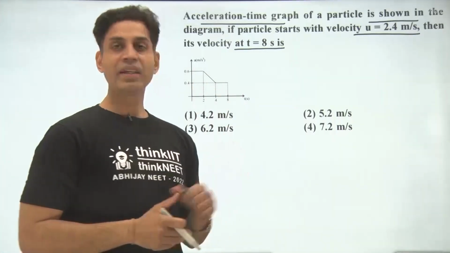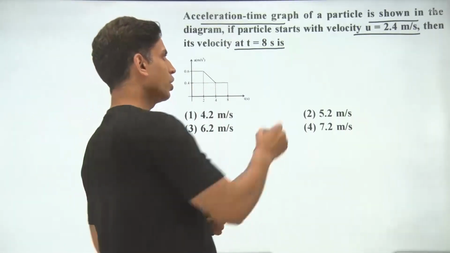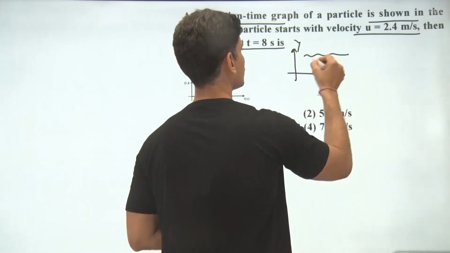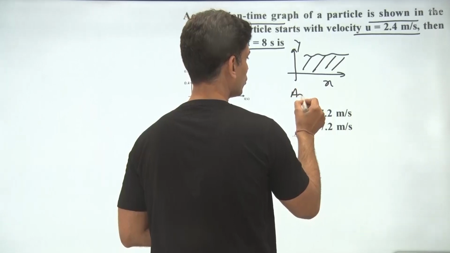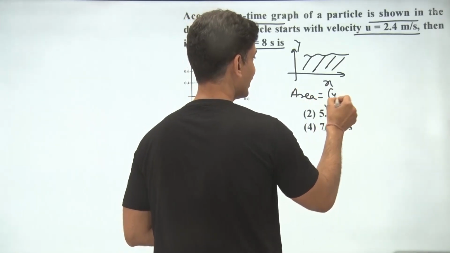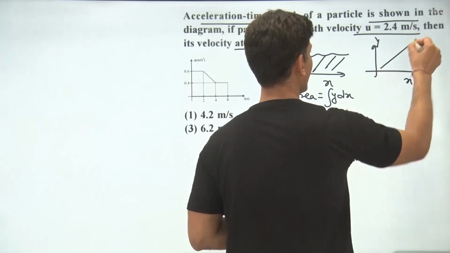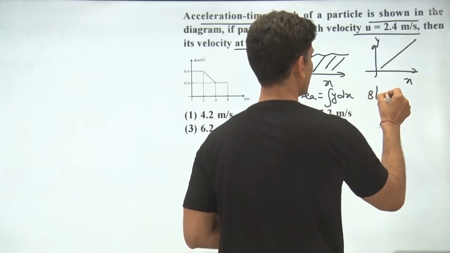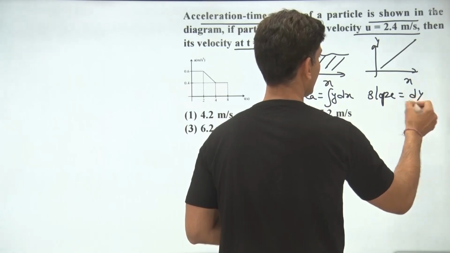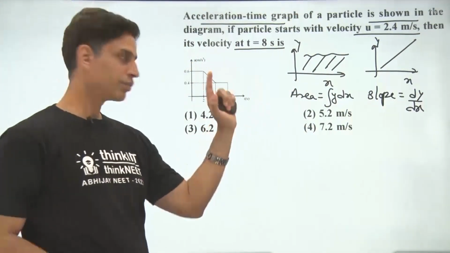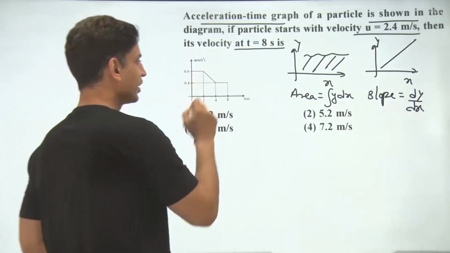Now this is an a-t graph. If there is a curve between y and x, what will be the area enclosed? It is integral y dx. And if there is a graph between y and x, then the slope is equal to dy by dx. Both the things are very important. Okay. Now this is an a-t graph.